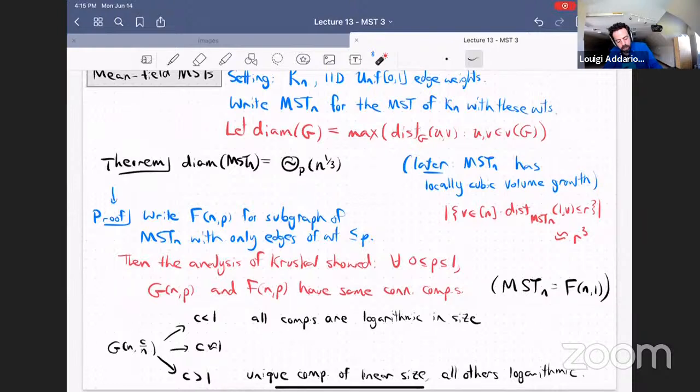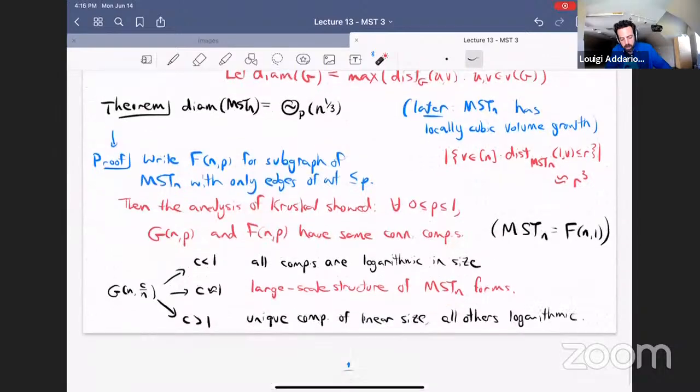But focusing on what it means for the forest now, just already at this level of granularity, we see that there's already a unique component of linear size in the tree, or sorry, in the graph process. Okay, so that means effectively the large scale structure of the minimum spanning tree is already formed. Everything that happens after that will be just the attachment of little pieces to a global skeleton that's already present. Okay, so this is really the point when the large scale structure of the minimum spanning tree forms. Okay, so we're really gonna understand the diameter by zooming in on what happens around C equals one in the Erdős-Rényi process.